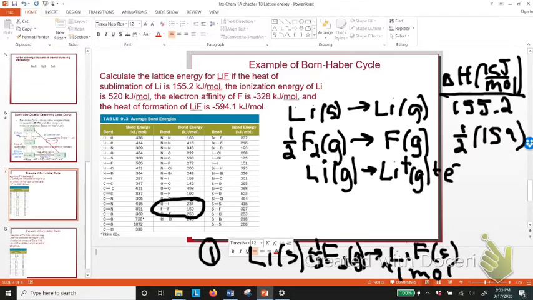Now when you write this reaction, notice that the charges need to balance. On the product side we have a plus and a negative charge, which balances out to a neutral charge. If the charges don't balance, that means you did something wrong. This is the ionization energy, the energy to lose an electron. So that is 520 kilojoules per mole. Our next step is to have fluorine gain an electron to form the anion.